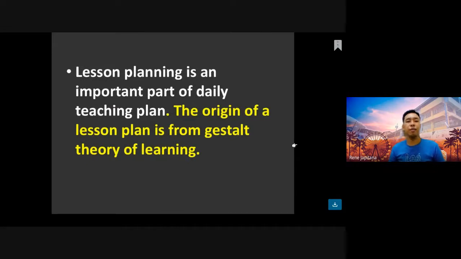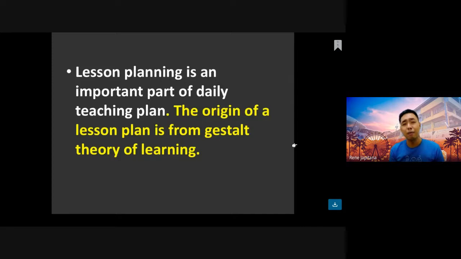Lesson planning is an important part of the daily teaching plan. It only means that we need to have our basic weapon. As teachers, this is our weapon. Now, if we are engaging in a war, you need to plan and strategize. There's what we call The Art of War by Sun Tzu, by the way.